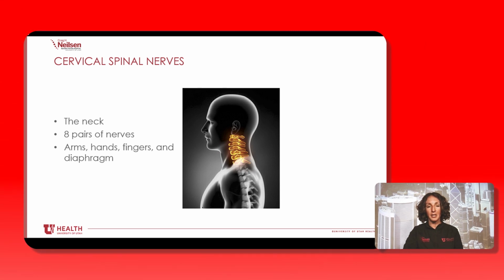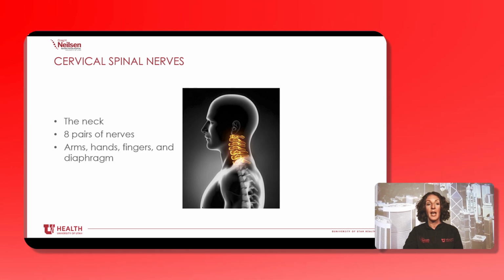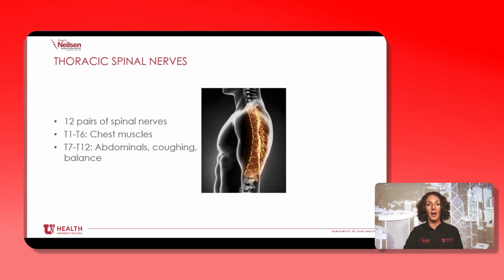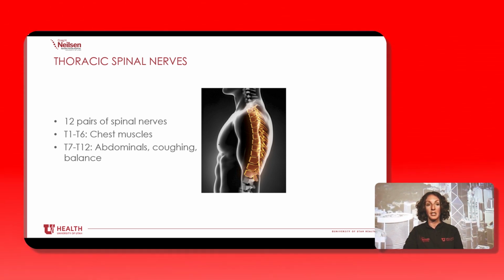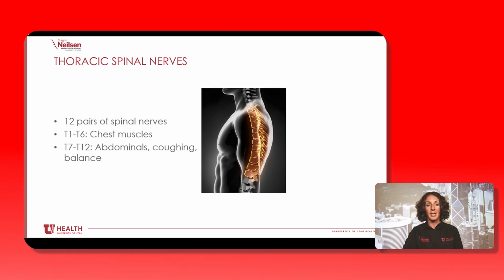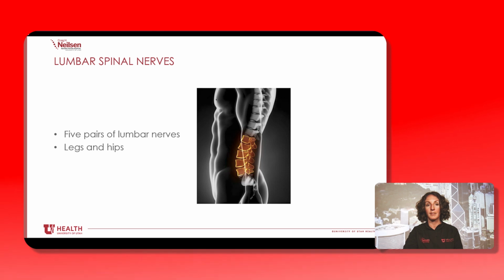Next, we'll talk about each section of the spinal cord and what it controls. So the cervical spinal nerves are in our neck, and they are responsible for controlling arms, hands, fingers, and many of the breathing muscles, such as the diaphragm. And the thoracic spinal nerves make up the largest section of the spinal cord. The top half is largely responsible for controlling chest muscles, while the lower half is responsible for controlling stomach muscles. So these muscles are important for being able to generate a good, strong cough and also for maintaining your balance while in a seated position.